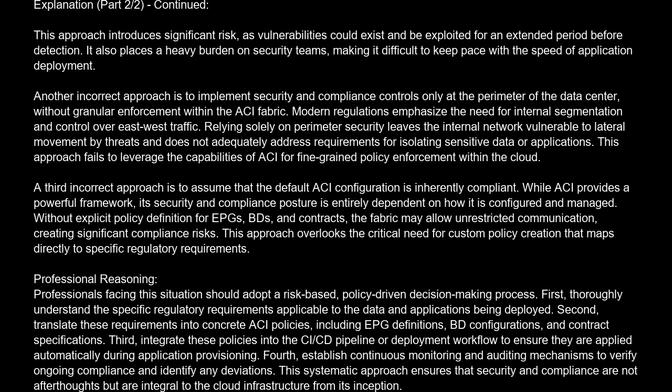Professional reasoning. Professionals facing this situation should adopt a risk-based, policy-driven decision-making process. First, thoroughly understand the specific regulatory requirements applicable to the data and applications being deployed. Second, translate these requirements into concrete ACI policies, including EPG definitions, BD configurations, and contract specifications.